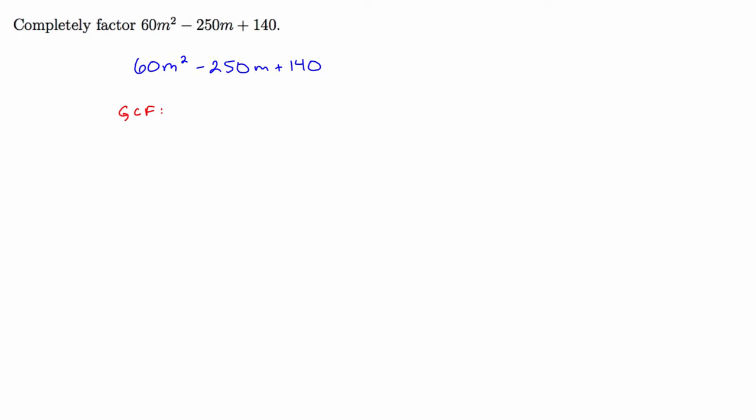In terms of the variables, the first term has an m squared, the second term has an m, and the third term has no m's, so there's no variable common to all three terms. Looking at the coefficients, 60, negative 250, and a positive 140, all of those are divisible by 10. So the greatest common factor is 10. Our first step of factoring will be to factor out that 10.